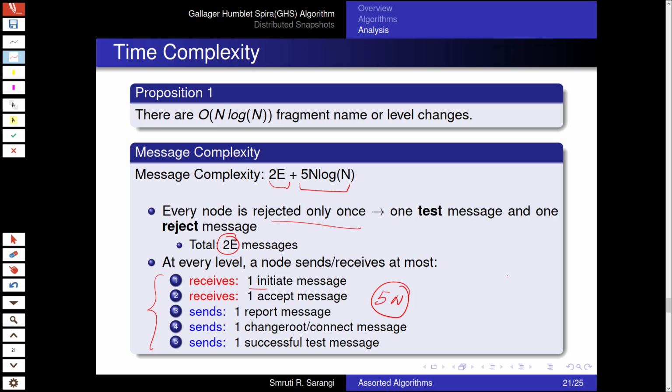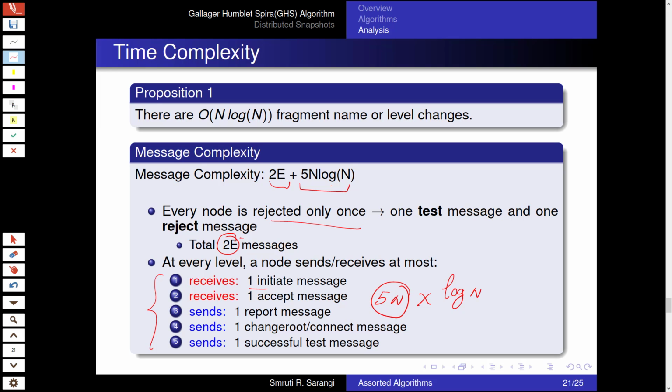So armed with this information, let's go back. So given the fact that we will at best have log n level changes, and per level change 5n messages are sent, the total number of messages is 5n log n. So it is basically 2e plus 5n log n is the total number of messages that we are looking at. Alright, so it is essentially 2 times the number of edges plus 5n log n, where n is the number of nodes. So that's what we are looking at.